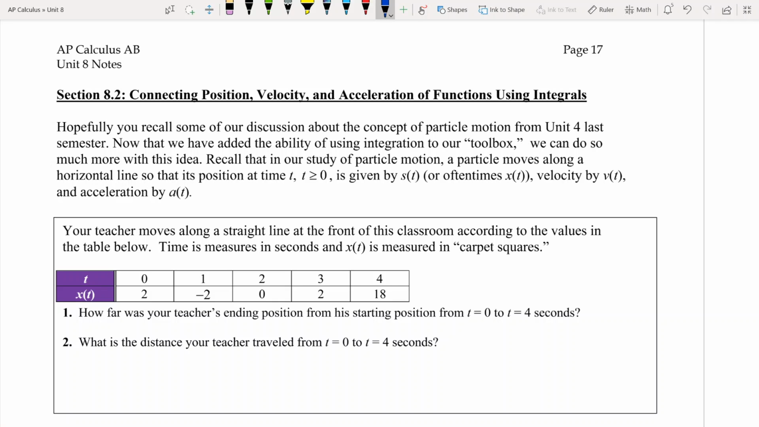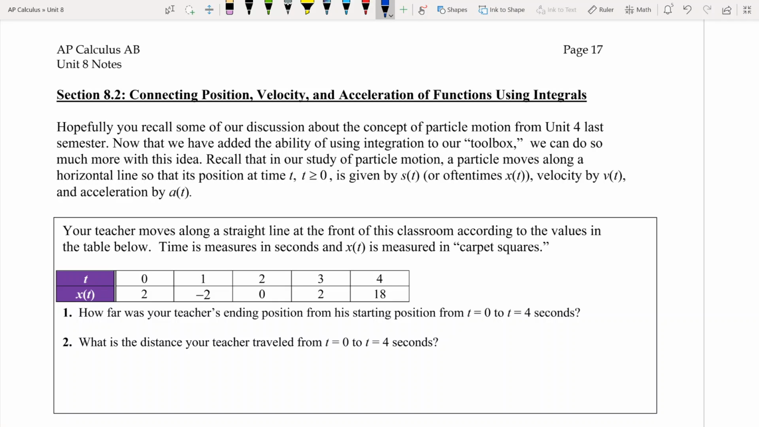So question number 1 here says, how far was your teacher's ending position from his starting position from time equals 0 to time equals 4 seconds? Well, at time equals 0, we see he's on carpet square 2. Then he goes over to negative 2, comes back over to 0, goes back to 2, so he's back at his starting spot at that point, and then heads over to 18.